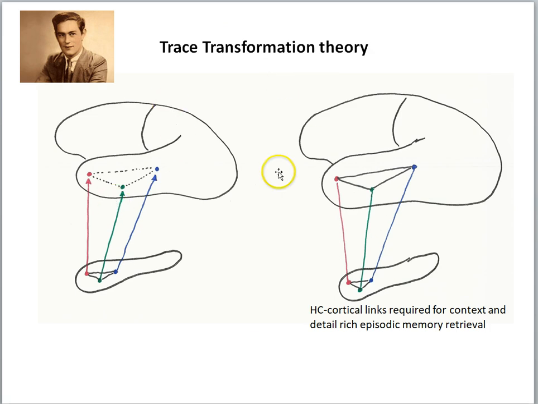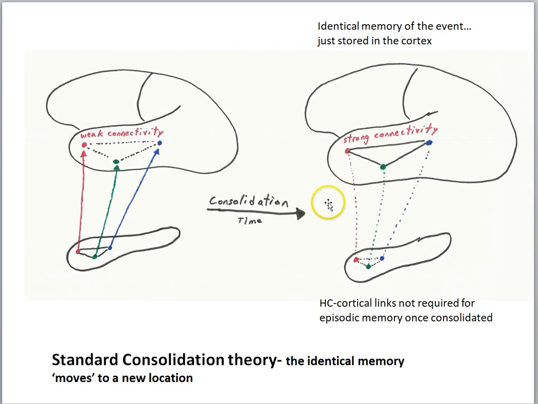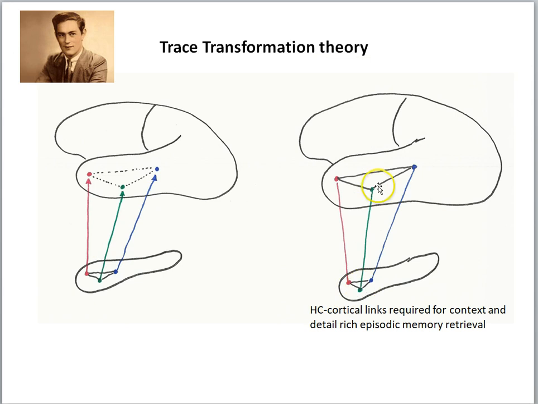So in trace transformation theory, those links between the hippocampus and the cortex remain necessary for retrieving context and detail-rich episodic memory. So you'll recall in the standard consolidation theory, once consolidation occurs and the cortical memory is strong, we no longer need the hippocampus to retrieve that memory. In the trace transformation theory, those hippocampal links are still required if you're going to retrieve a very rich and vivid episodic memory, like you're able to relive the episode.